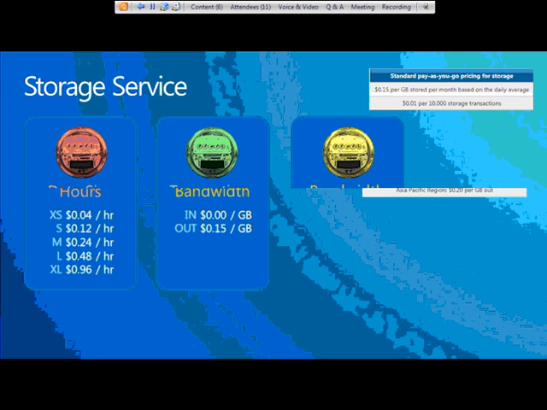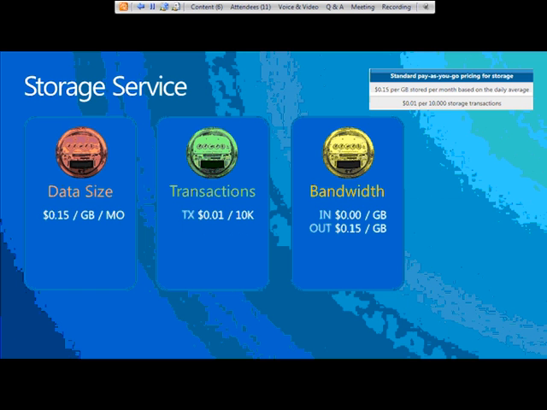Then we have the storage service, and here you get charged based on the amount of data you're storing, 15 cents a gigabyte per month, a very reasonable charge. There's also a transaction fee. A storage transaction is putting something in storage, or retrieving something from storage. Doesn't matter what the size of that is, but there's a 1 cent per 10,000 transactions fee. Even checking storage, like checking if there's anything in a queue, is a transaction. So it's a tiny charge, but it can add up if you aren't responsible about how you access storage. And again, bandwidth is in there too.